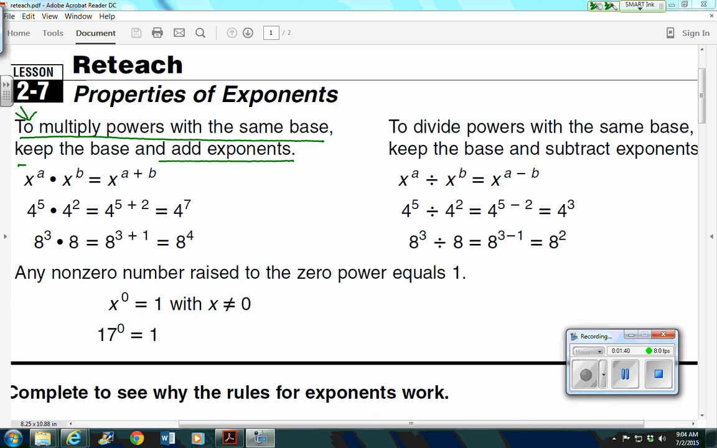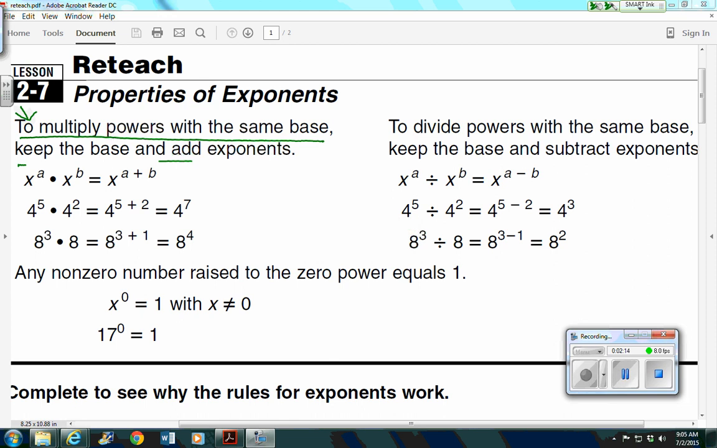Now here's why that works. If you've got 4^5 times 4^2, well, 4^5 is this, and you're multiplying it by 4^2, which is this. Well, don't you have 4 to the 1, 2, 3, 4, 5, 6, 7th power? Okay, so instead of writing all that out, you can just use the little algorithm, which is keep the base and add the exponents.